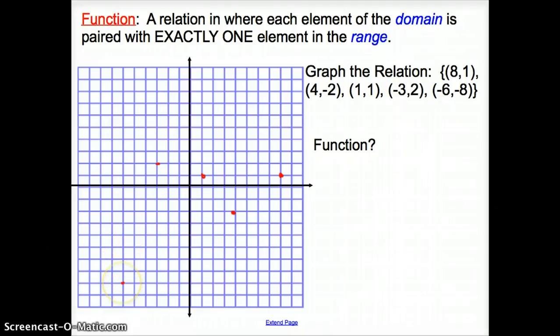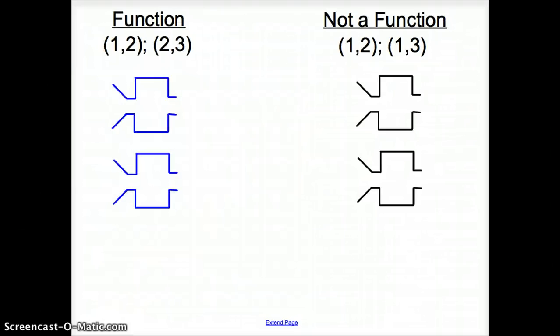Close enough. And now, we know it's a relation because we graphed it, but is it a function? Is there any x value that has more than one y value? If we look at all our x values, they just have one y value, so yes, this is a function.